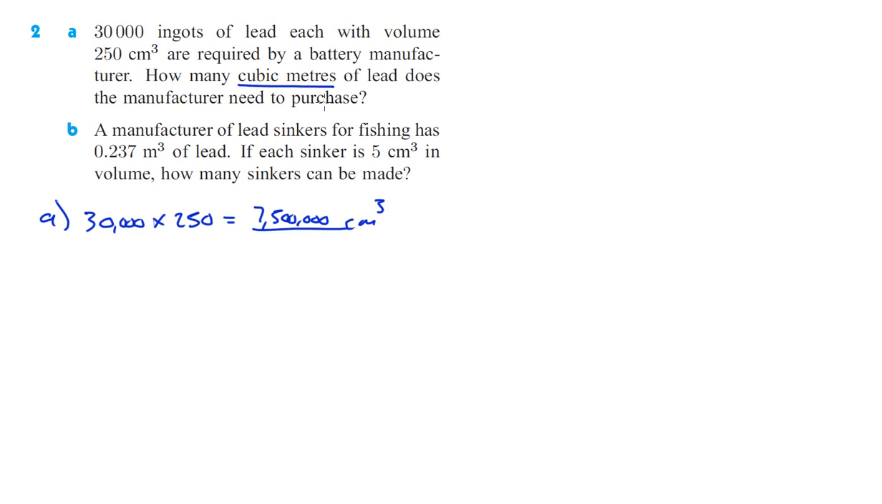Right? And then to go from centimeters cubed to cubic meters, we have this: King Henry died unexpectedly drinking chocolate milk. Centimeters to meters, we go 2 to the left. So we're starting here, and we go 2 to the left, but it's cubic, so we do that 3 times. So 1, 2, 1, 2, 1, 2. So it should be 7.5 cubic meters.